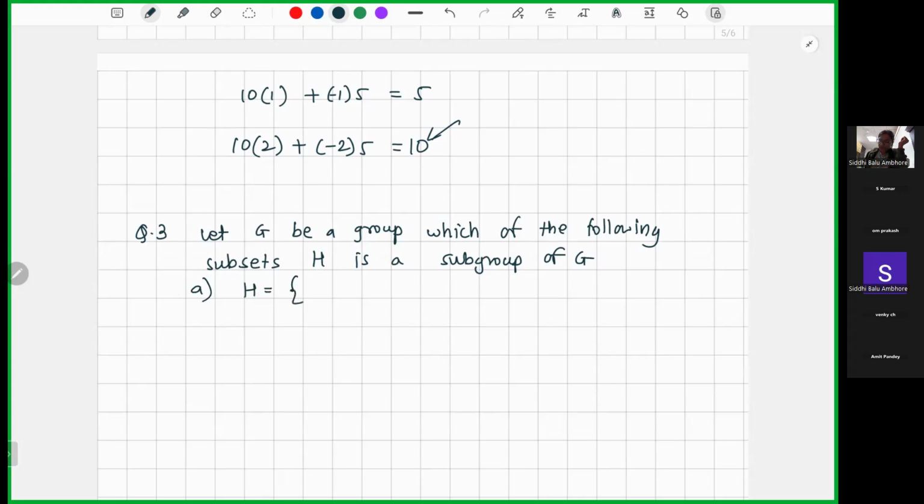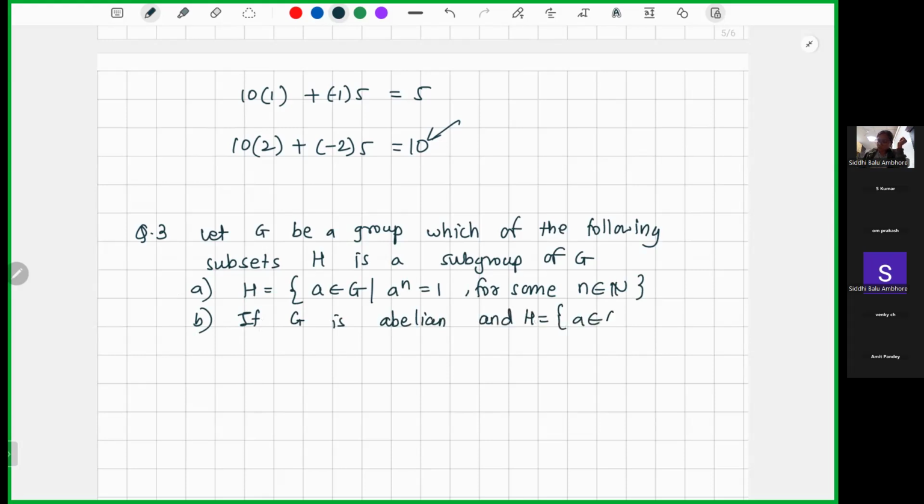Option A: H is the set of A belonging to G such that A power n is 1 for some n belonging to N. Option B: G is abelian, and this H is now the set of A belonging to G such that A power n is 1 for some fixed n.